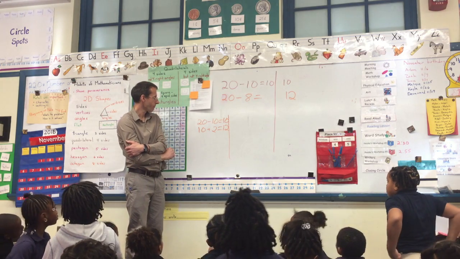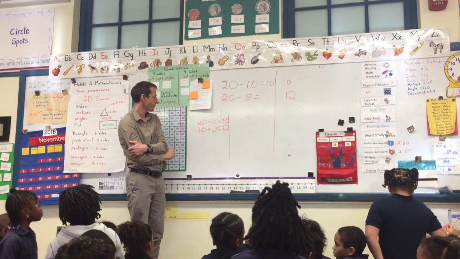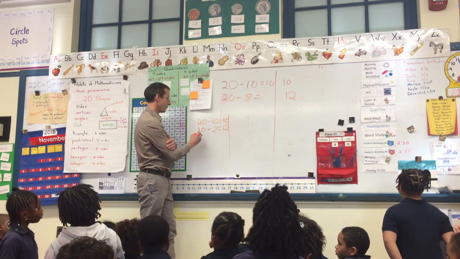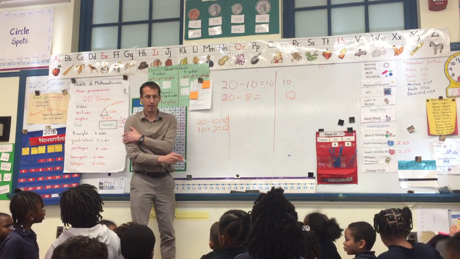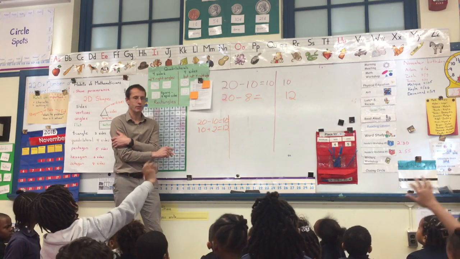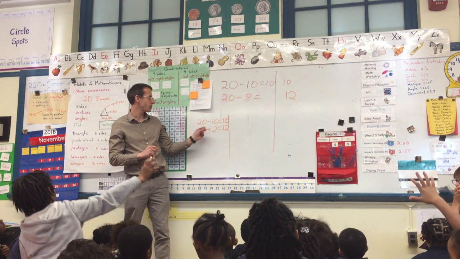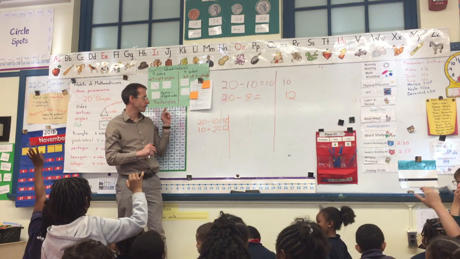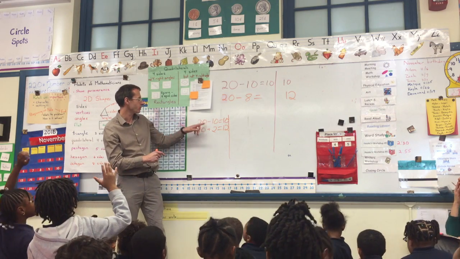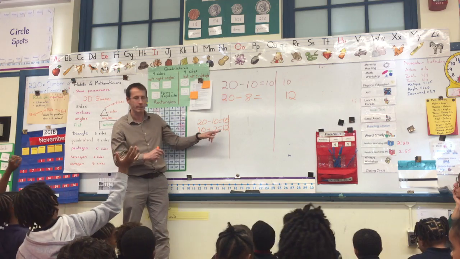So 20 minus 8. Okay, so I think I know exactly what you're saying. Can anyone tell me the in-between part before Malia got to the answer? So Malia got 20 minus 8 is equal to 12. 20 minus 10 is equal to 10. 10 plus 2 is equal to 12.